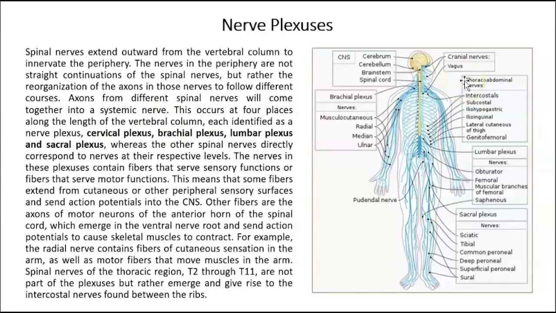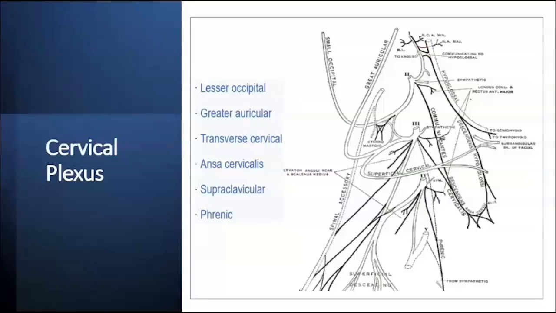The other 2 areas that we're going to have left are going to be the lumbar area and the sacral area. The nerves in the lumbar area form the lumbar plexus. The nerves in the sacral area are going to form the sacral plexus. A plexus is a set of nerves. So every single plexus is going to have branches because it's a set of nerves.